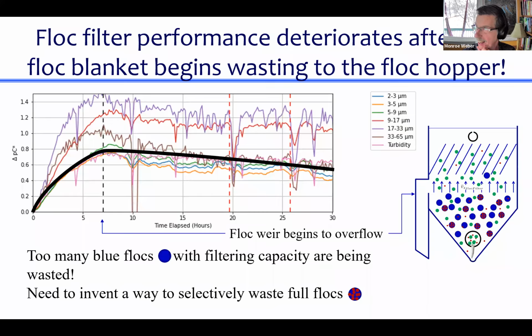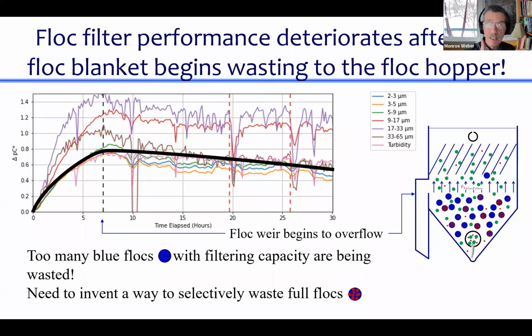And this made us think a lot about what could possibly be happening that makes it that when a floc filter reaches the floc hopper and starts dumping flocs, it gets worse. And I showed you the hint of what it is. It's that at that point, some of those beautiful blue flocs, before they've ever had any chance to capture any of the red particles that we're trying to remove, get wasted and dumped.